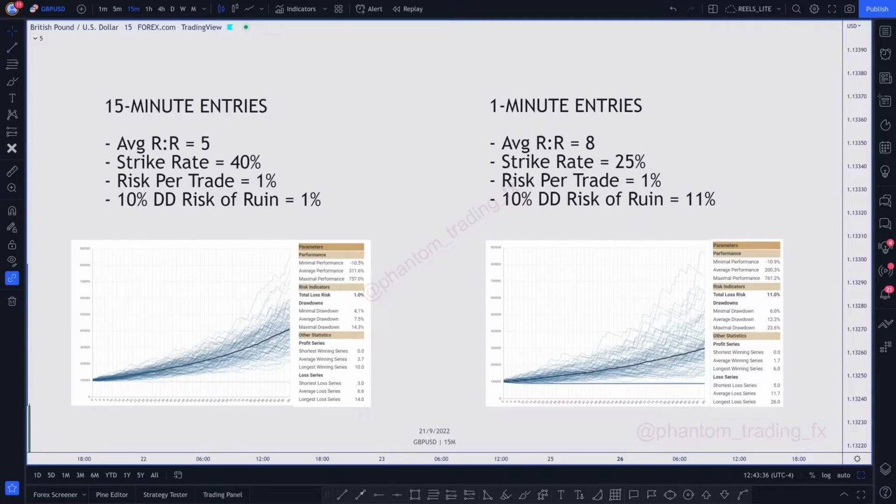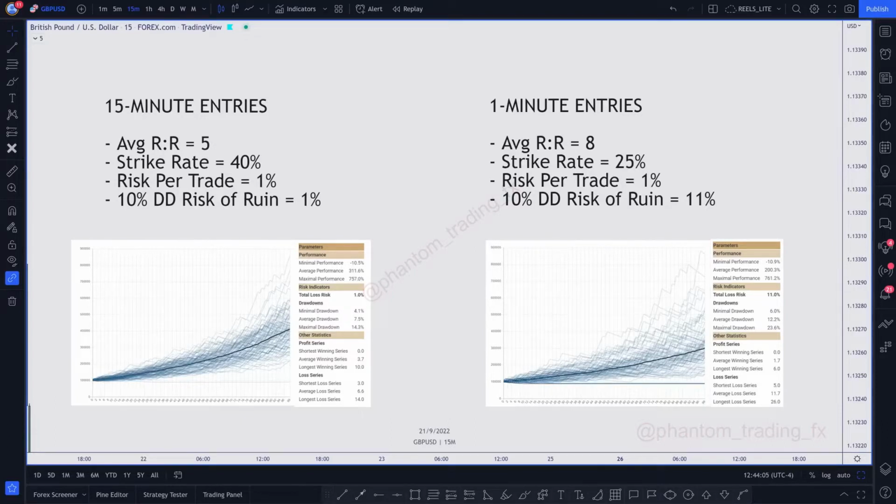Maybe you're getting swept out of positions that end up running in the direction that you intended them to go. Say your average R is 8R, which is pretty good. Your strike rate though is only 25%, and say that you're risking 1% per trade. Well, we can see that our total drawdown, or 10% drawdown risk of ruin, would be 11%. So you're literally 11 times more likely to lose your funded prop firm account trading the 1 minute.